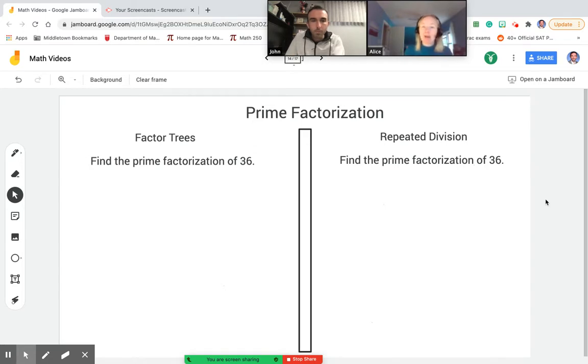Today's topic is prime factorization. And so I'm going to answer the question, find the prime factorization of 36 using factor trees, which is a really fun technique that I had learned.